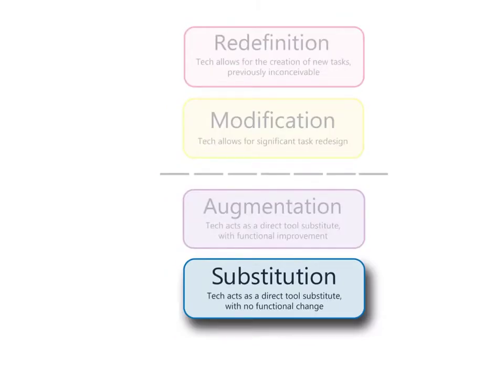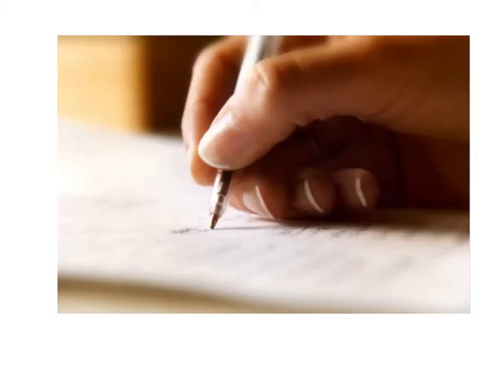Now, starting from the bottom in the enhancement group is substitution, which is using technology to do the exact same thing that was being done before without technology, such as having students type out a response to a piece of artwork in Microsoft Word, as opposed to writing it with pencil and paper.